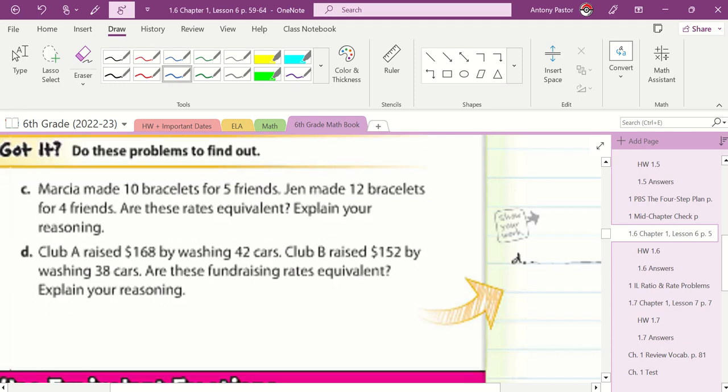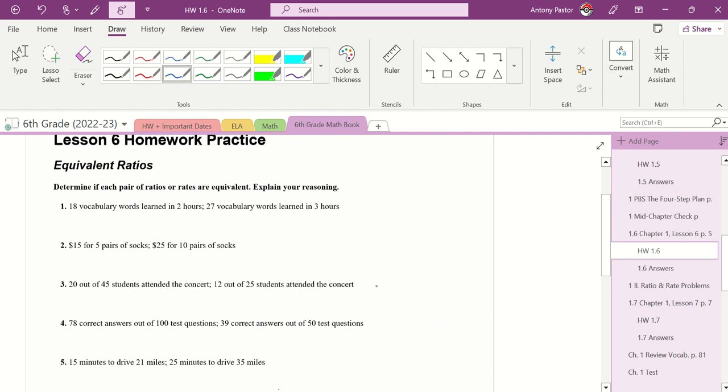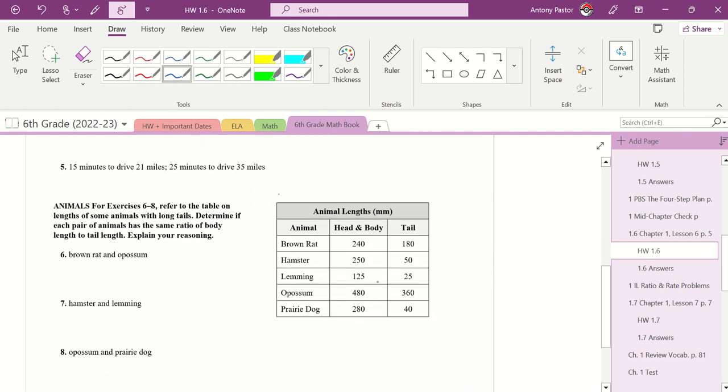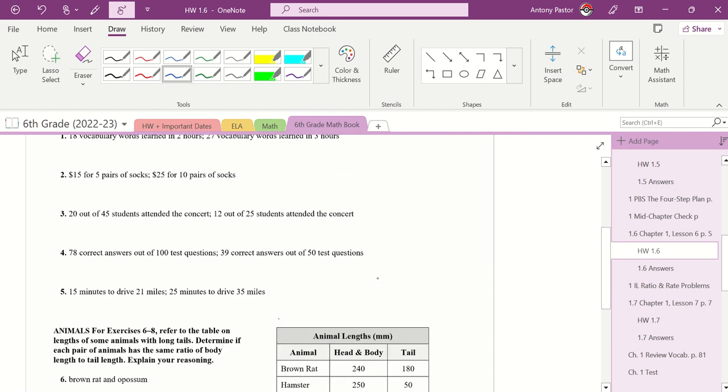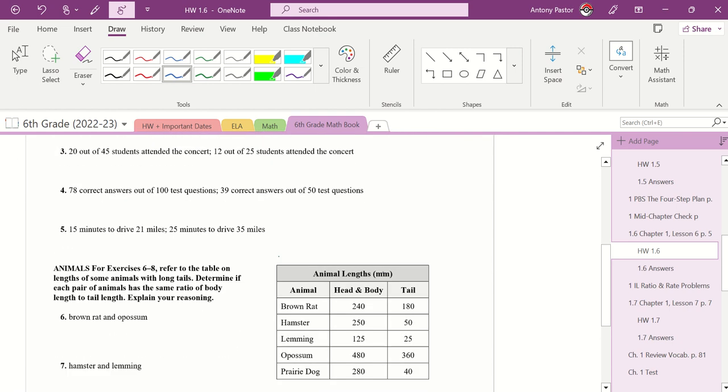And then I'm going to let you guys do question D on your own. If you have any questions, you guys can comment on the bottom or message me on Teams. As for homework, let's go ahead and do questions 1 through 8. You guys are going to be doing all of the questions.